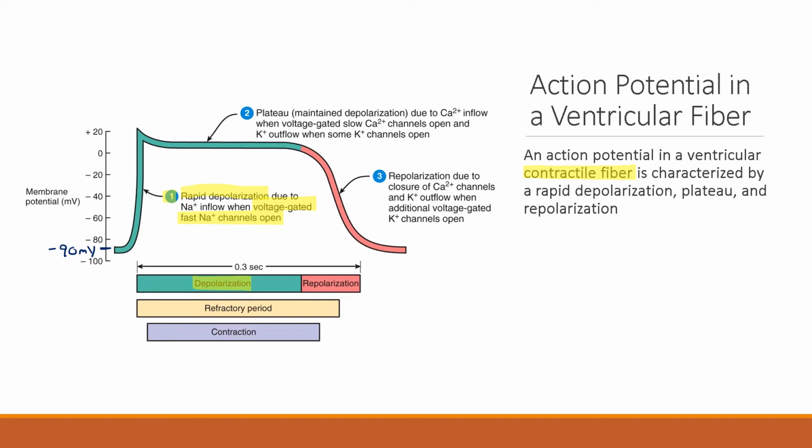This is when we get to our next phase, which is the plateau phase. This is the next phase of an action potential in a contractile fiber. This is a period of maintained depolarization. Now, this part of the action potential is due in part to the opening of voltage-gated slow calcium channels in the sarcolemma. When these channels open, calcium ions will rush into the cell from the interstitial fluid. The increased calcium concentration in the cytosol will ultimately trigger contraction.